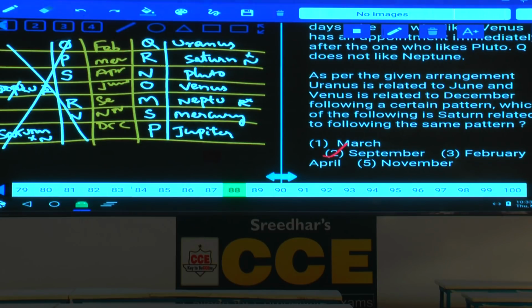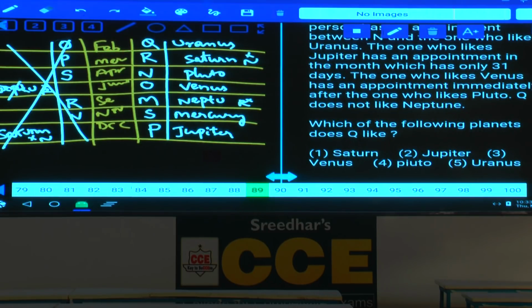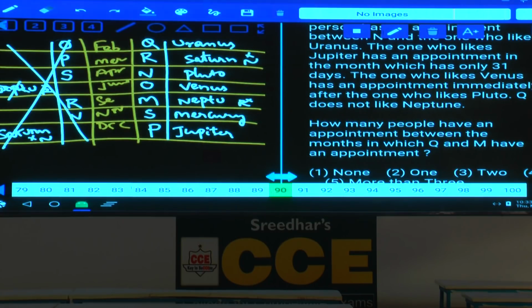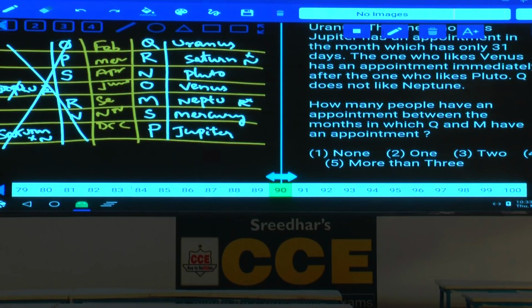Next one. 89. Which of the following planets does Q like? Q likes Uranus. Choice 5. Then question number 90. How many people have an appointment between the months in which Q and M have an appointment? Between Q and M, there are 3 people. What is your choice here? Choice 4 is the answer. And this is about question numbers 86 to 90.